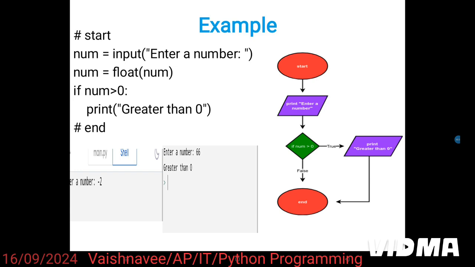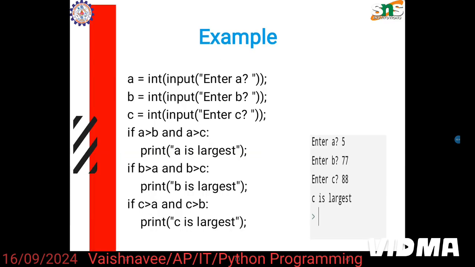Here is another example. num is equal to input, enter a number, is equal to float of num. If num is greater than 0, print greater than 0. First it will check the entered number, it's 66. Since it is greater than 0, it will print on the right side. When we see the left side, we give -2. It will not execute any statements because the condition is false, so it will exit. The output will be empty because there is no other statement to execute when false is given. So likewise, here is the output.